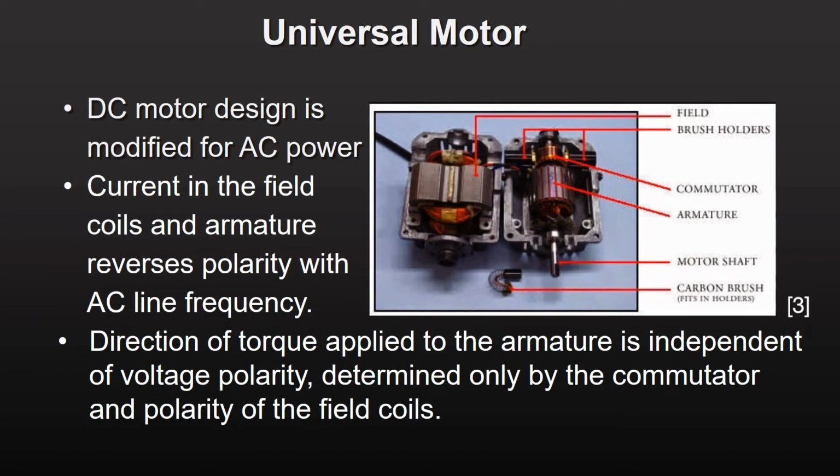A universal motor gets its name from the fact that it can be tailored to operate under both DC and AC power. The basic design is similar to a typical DC motor, and minor modifications are needed to run it on AC power. The field coils are analogous to a stator in an AC induction motor, and the armature is analogous to the rotor. The commutator reverses current in the field coils and armature per the AC line frequency. The direction of torque applied to the armature is independent of voltage polarity, determined only by the commutator and polarity of the field coils. We'll get more into how this works when we discuss DC motors.